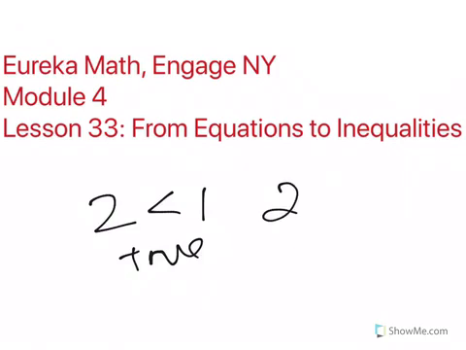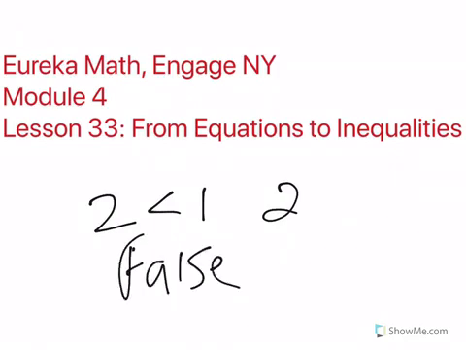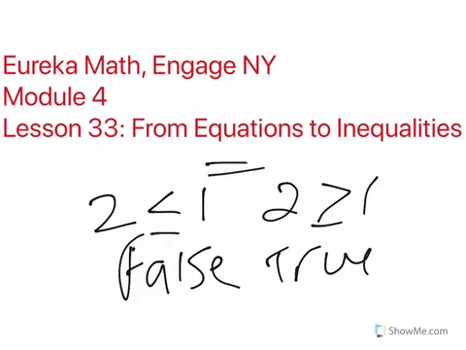Saying 2 is less than 1 is false. 2 is greater than 1 is true. And of course you get into the greater than or equal to, less than or equal to, you get into equal signs, all that good stuff.